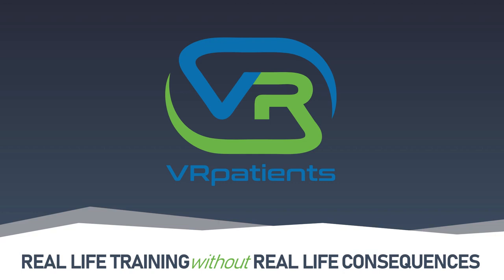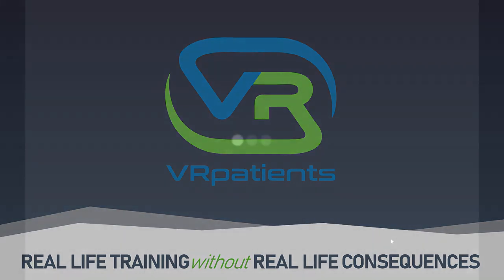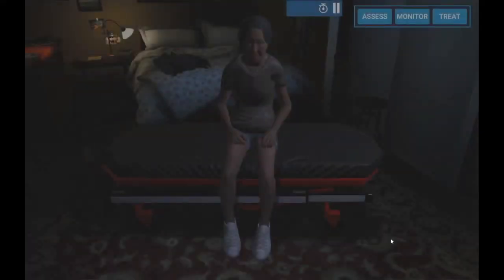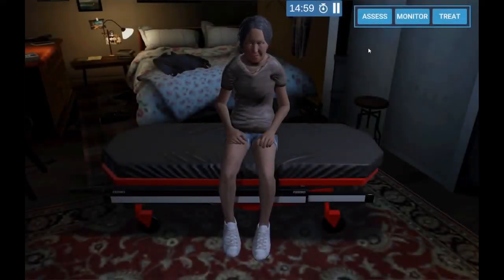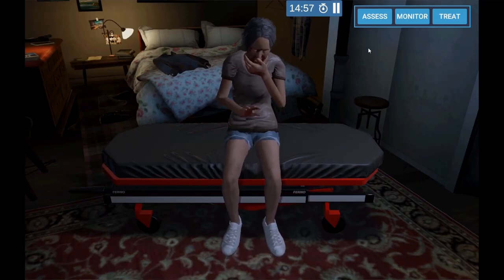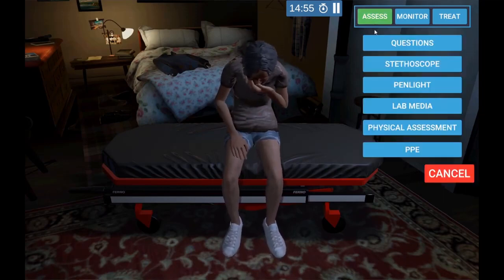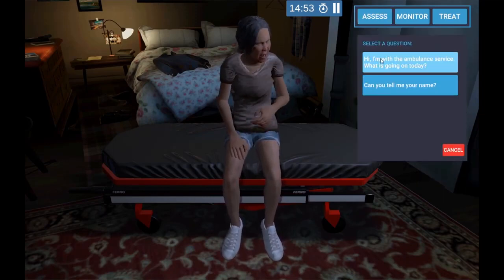Here's an example of a VRpatients user assessing and treating a patient who's suffering from a communicable disease. After entering the case, the user finds a woman with a severe dry cough. The user clicks on the Assess button to select questions to ask.